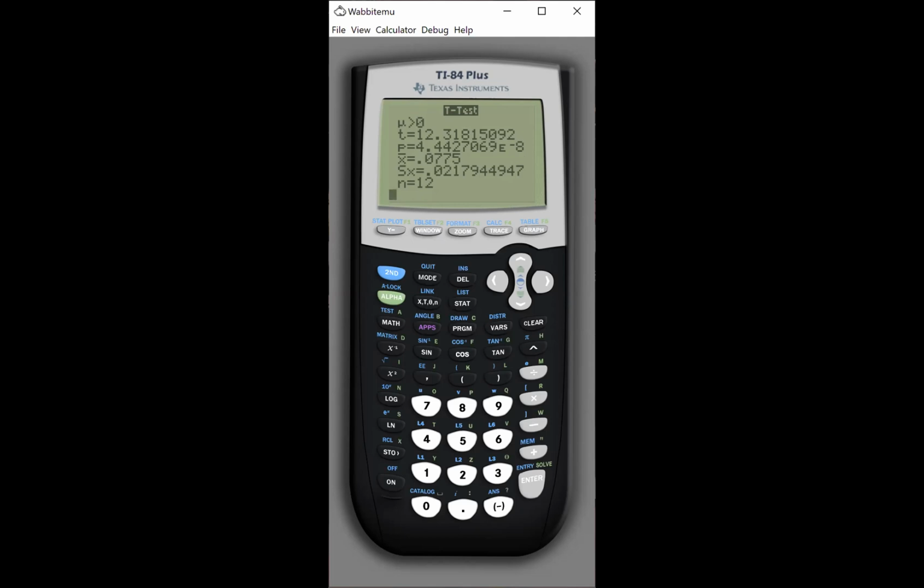Now, I said it for dependent data set. Thank you, Julian. But yes, since it's a dependent data set, you use a t-test for this one. So the two major things you should have gotten are the t-value equal to 12.31815, and the p-value practically equal to 0. I'm going to go ahead and switch over to my notes.